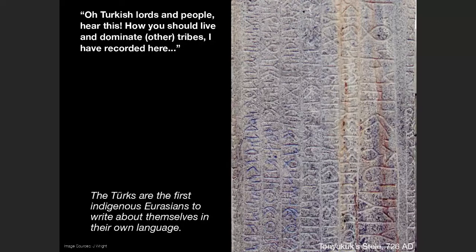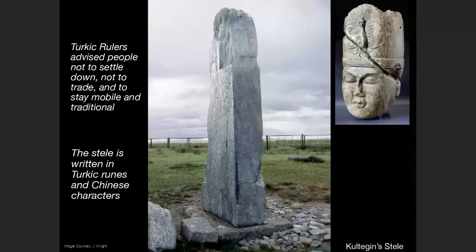So they put up these inscriptions, and we can learn about how they think you should live in this world. Here we see Gultegan's stele, and Gultegan's head again. Basically, if you sum up the advice of the Turkic rulers, it's not to settle down, not to trade, and to stay mobile and stay traditional.